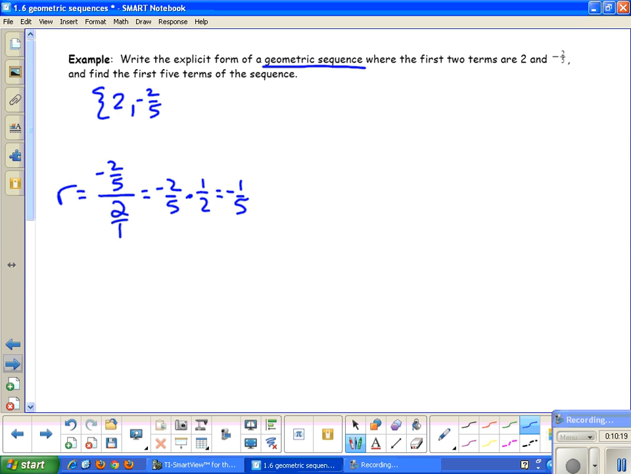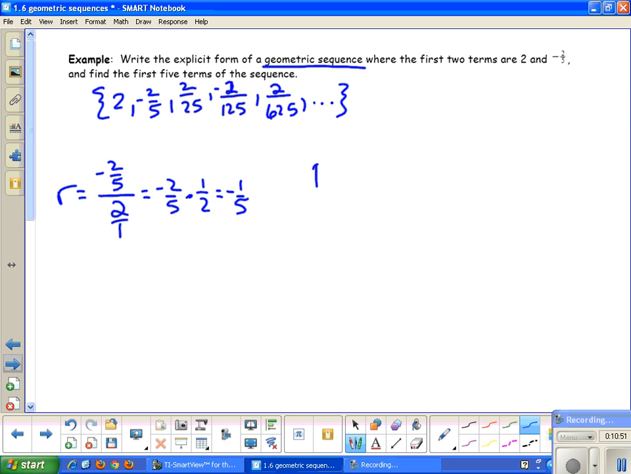So 2 times negative 1/5 gives me negative 2/5. Negative 2/5 times negative 1/5 gives me 2 over 25. So 2 over 25 times negative 1/5 would give me negative 2 over 125. And then times another negative 1/5 would give me 2 over 625. So now I have the first 5 terms of the sequence, and I can write my formulas.